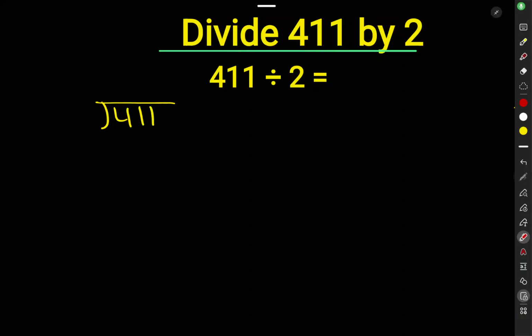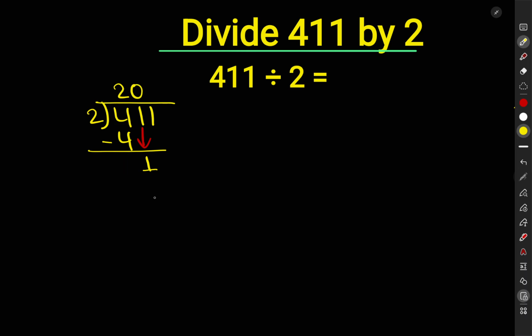We divide 411 by 2 in long division method. So 2 times 2 means 4. On subtracting we get 0. So now we put down the number beside this 1 and we remove this 0.